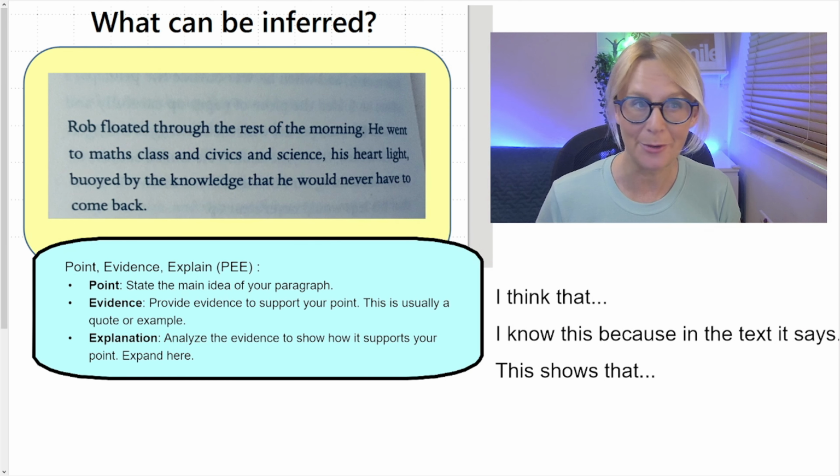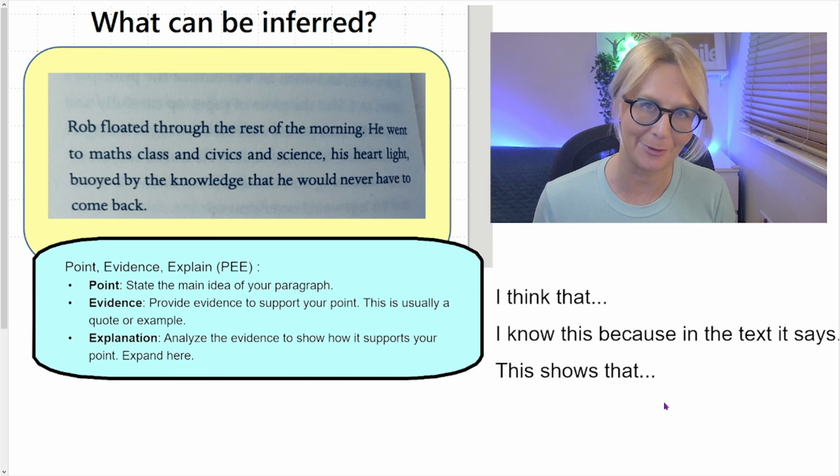If you would like to have a go, you can pause the video and structure your answer with the P strategy here. I think that. I know this because, and this shows that. Have a go at writing it out. You can type it out in the comments and I'll have a read.